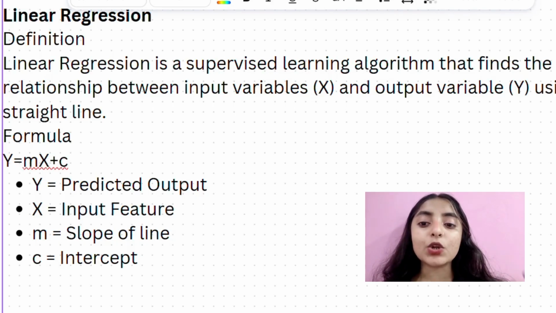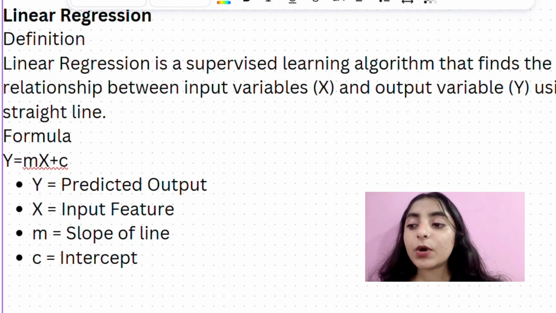So lower MSE means lower mean square error, which means it will give the better model. Now we'll see the types of linear regression models. Simple regression model has one input feature. For example, hours studied: 1 hour gives 20% marks, 2 hours gives 40%, 3 hours gives 60%, like that.